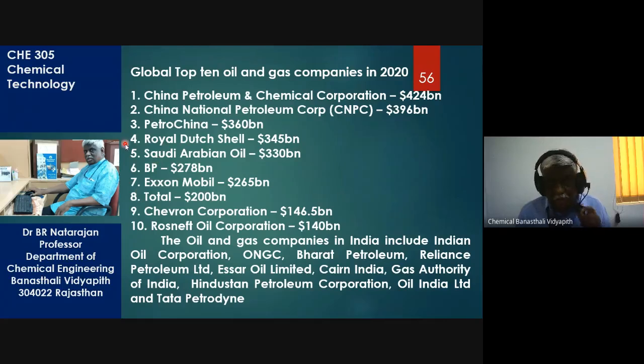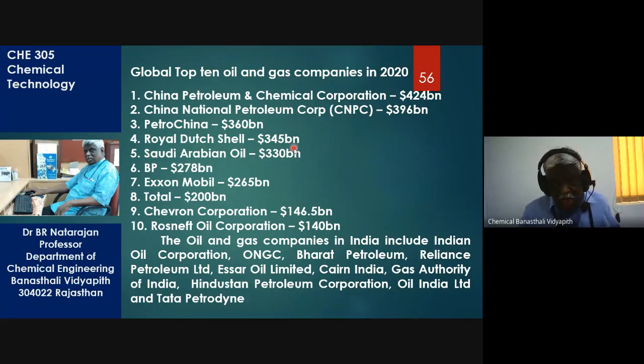So the top 10 oil companies in the world are China Petroleum, China National Petroleum, in terms of sales, 424 billion. And third is PetroChina. So the top three are Chinese companies in the global oil industry. You start learning Mandarin, I think. And maybe you'll get a job in China Petroleum.